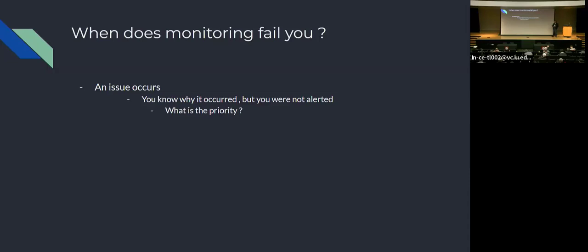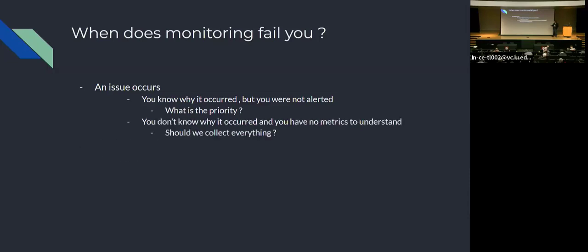What is the priority on such alerting when an issue occurs? Or worse even, you know there is an issue, but you don't know why it occurred. You know that your VM has performed badly, or the Ceph environment is slow, but you haven't collected the OSD metrics on any of the disks. So a big issue is, how do you know what caused the slowness? And it comes back to the question, should we collect everything or not?